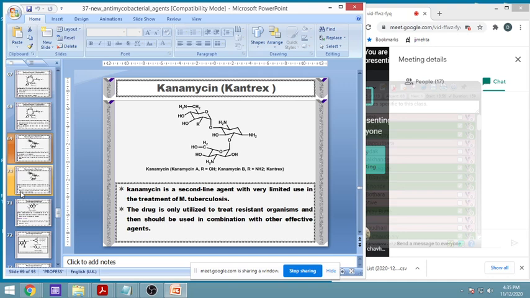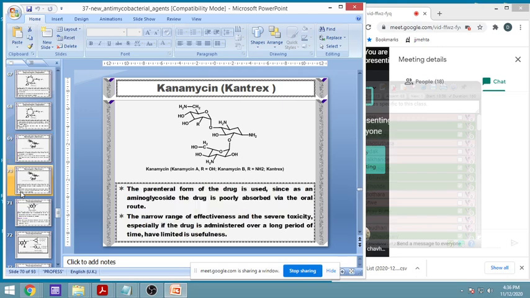Kanamycin is another drug. We have seen it is an aminoglycoside. It is a second line agent similar to streptomycin. It is only utilized to treat resistant organisms, and should be used in combination with other effective agents. The parenteral form of the drug is used. It is poorly absorbed from the oral route. The effectiveness is narrow, and it has severe toxicity.